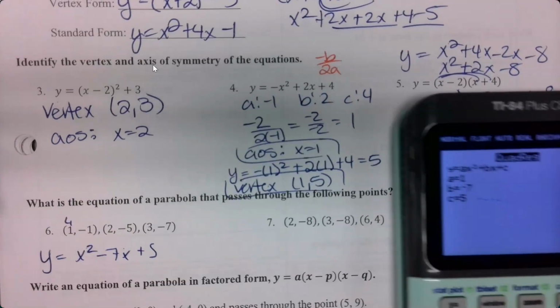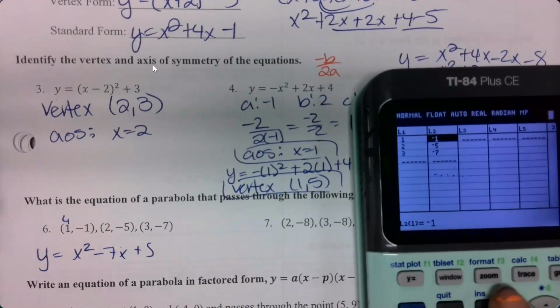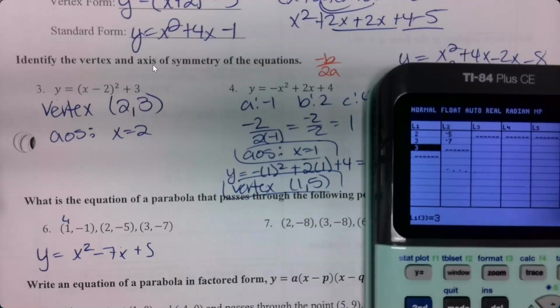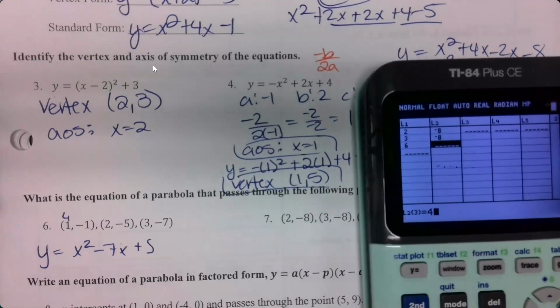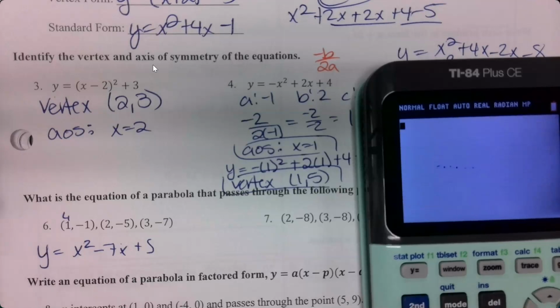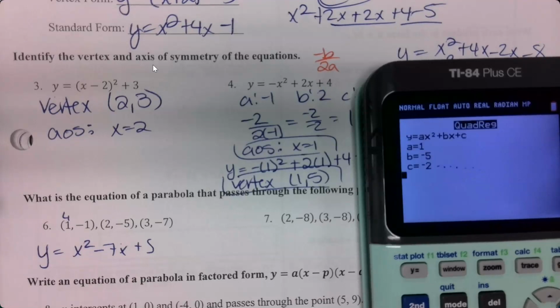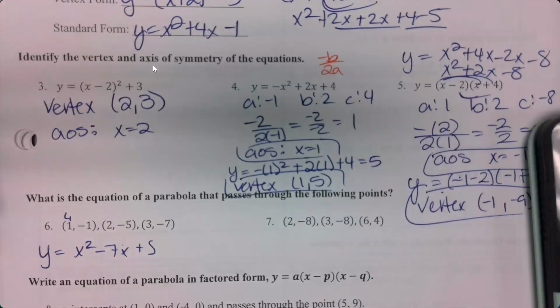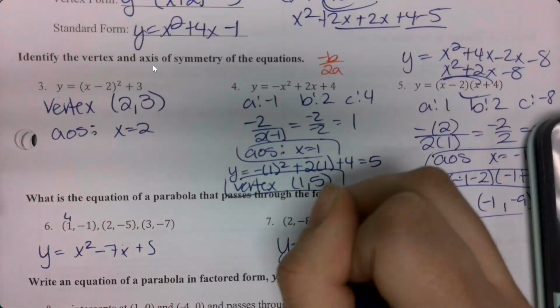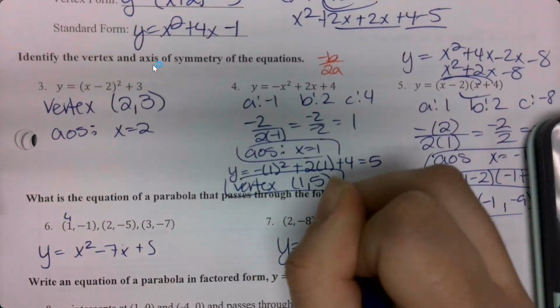Same thing over here. I'm going to go stat, edit, 2, 3, 6. And then -8, -8, 4. And I go second quit, stat, calc, choice 5, all the way down to calculate and press enter. And this one is y equals x squared minus 5x minus 2.